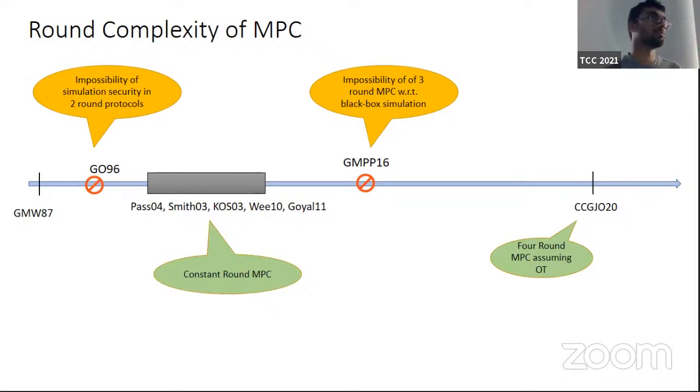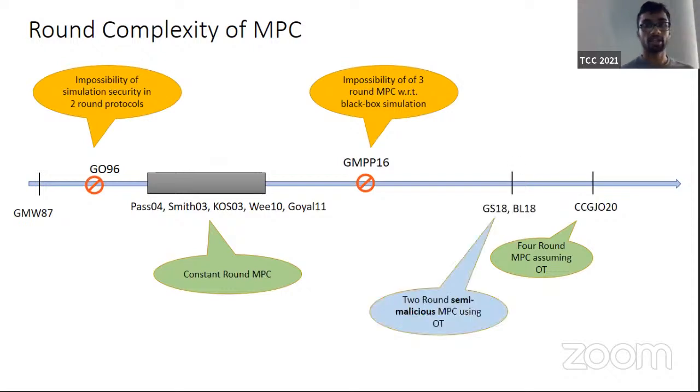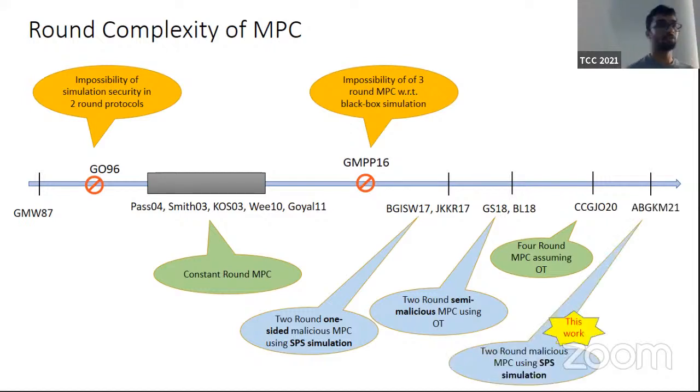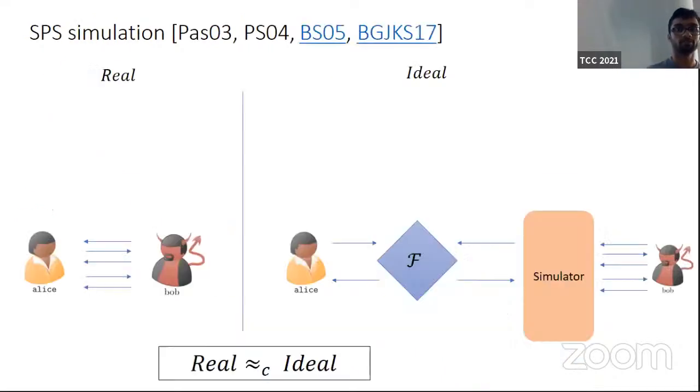Given these results, it's natural to ask, can we go below 4 rounds by relaxing some of the parameters? Indeed, in 2018, works by Garg and Srinivasan and Benhamouda and Lin showed how to do 2-round MPC assuming OT, but the security was only against semi-malicious adversaries. In 2017, works showed that we can do 2-round maliciously secure MPC using super polynomial simulation, but the restriction was that only one of the parties can receive the output. In our work, we show how to do 2-round maliciously secure MPC using super polynomial simulation, where all parties can receive the output at the end of round 2.